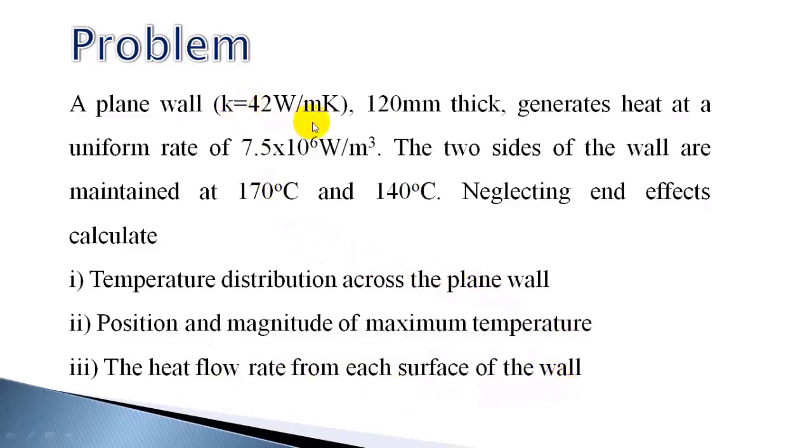So thermal conductivity of the material of the wall is given, the thickness is given, the rate of heat generation is 7.5 into 10 raised to 6 watts per meter cube, and the temperatures on either side are 170 degrees centigrade and 140 degrees centigrade. You have to find out how the temperature distribution occurs across the plane wall, and the position and magnitude of maximum temperature. So at what distance this maximum temperature occurs, and also you have to find out the maximum temperature. And the heat flow rate from each surface of the wall. So you need to find out the heat flow at the left end and right end of the wall, because heat transfer is varying with the x direction.